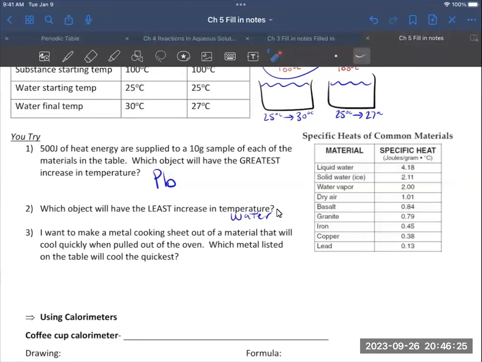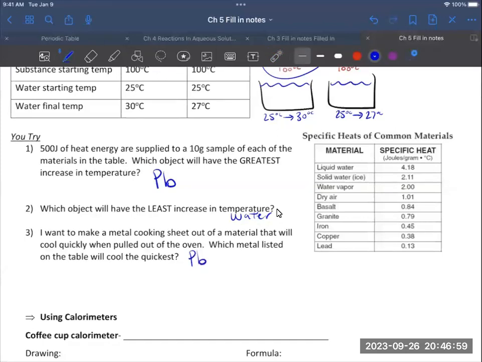All right, next I want to make a metal cooking sheet out of a material that will cool quickly when pulled out of the oven. Which metal listed will be able to cool the quickest? Just like we were talking about heating quickly, things that have small heat capacities also cool quickly. Lead only has to lose 0.13 joules per gram in order to drop in temperature by 1 degree Celsius. So not only does it heat quickly, it also cools quickly. So lead will also be able to cool the quickest.